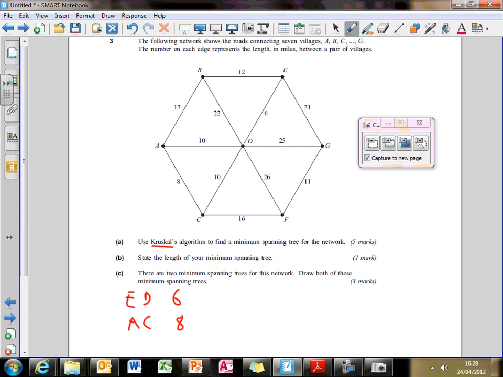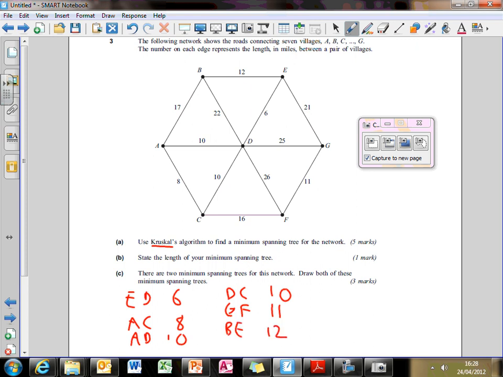What's the next shortest after that? I think it's going to be A to D, which is 10. And then also 10 is D to C. Coming up next is G to F, which is 11. After that, we've got B to E, which is 12.